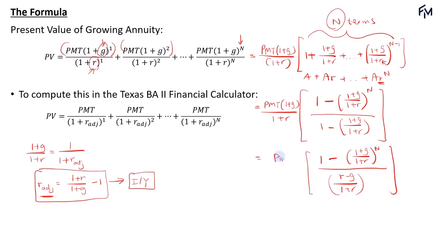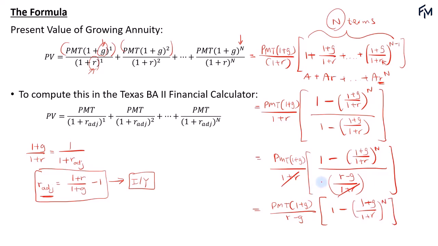Then we have PMT times (1 plus G) over (1 plus R), so we can simplify this. Your final formula will look like this: PMT times (1 plus G) over (R minus G), multiplied by 1 minus ((1 plus the growth rate) over (1 plus the discount rate)) to the power of n. What we can conclude from this formula is that the numerator here is actually the cash flow in the next period, which is the first year's total cash flow.